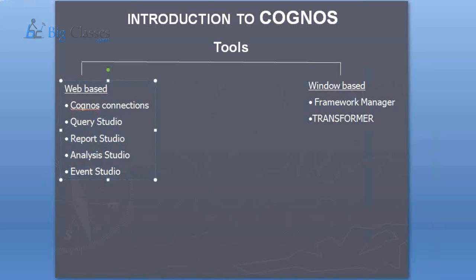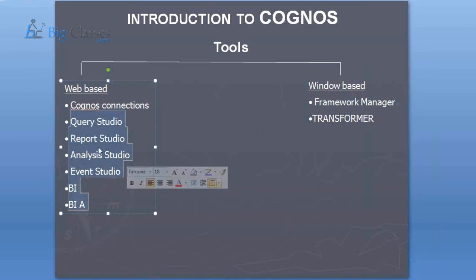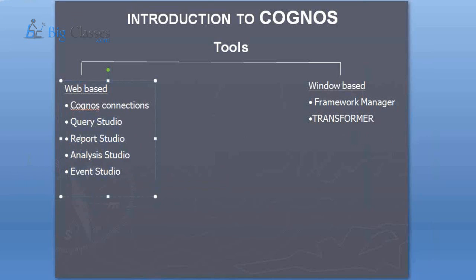And in Cognos 10, they released some new tools like Business Insight, and Business Insight Advanced. Why so many reporting applications? Because among all these, Report Studio is the only professional report authoring tool. As a developer, we are going to work with Report Studio only. Most of the cases, I can say 99% of the time, we're going to work with Report Studio only.